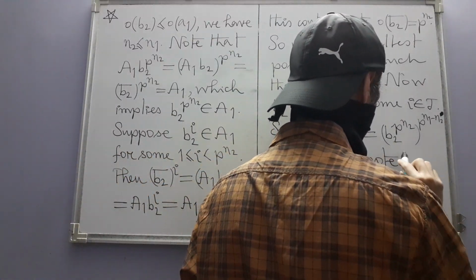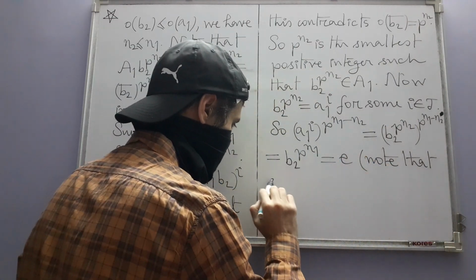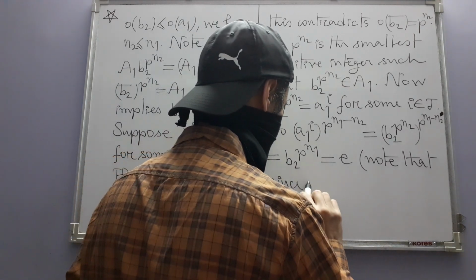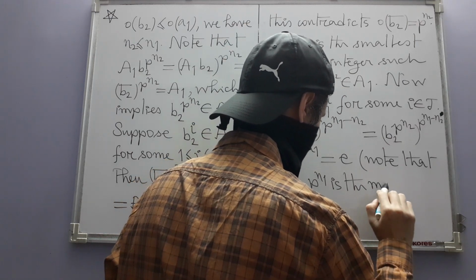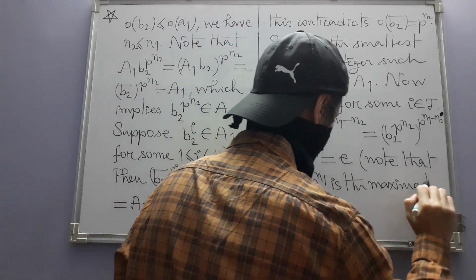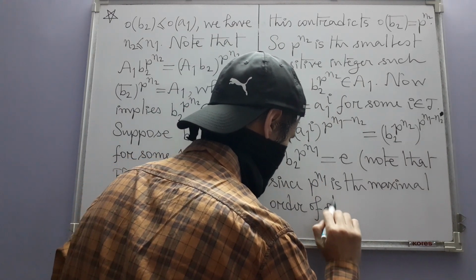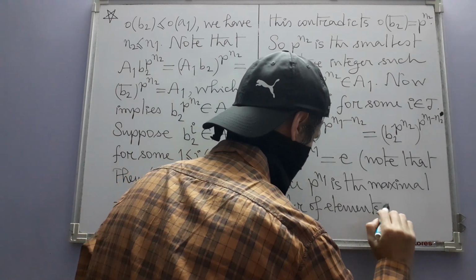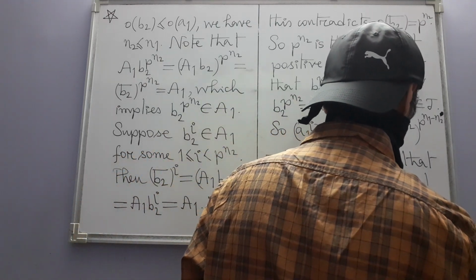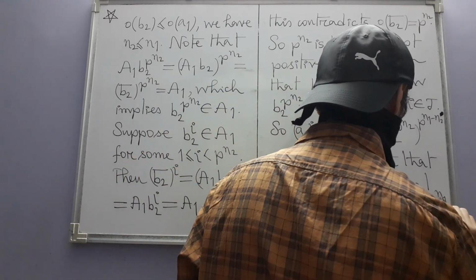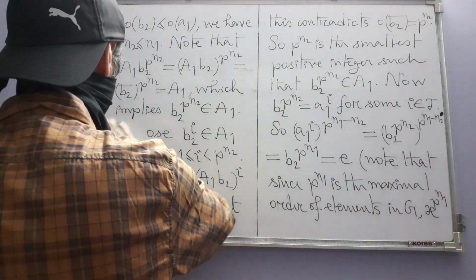However, the reason for this to be E is that since p to the power n1 is the maximal order of elements in G, x to the power p to the power n1 is always equal to E for any element x in G.